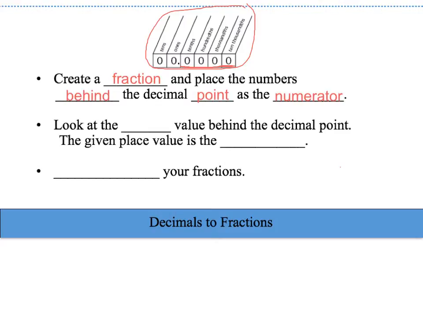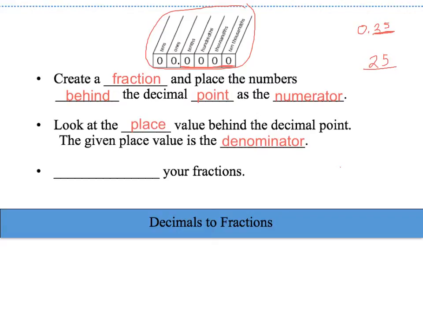If you are given a decimal, the first thing you want to do to convert that decimal to a fraction is to create a fraction and place the numbers behind the decimal point as your numerator. So for example, if I'm given this decimal right here, 0.25, I want to take a look at the numbers behind the decimal and ignore everything in front of it. So 25 would be my numerator because that is the number behind the decimals.